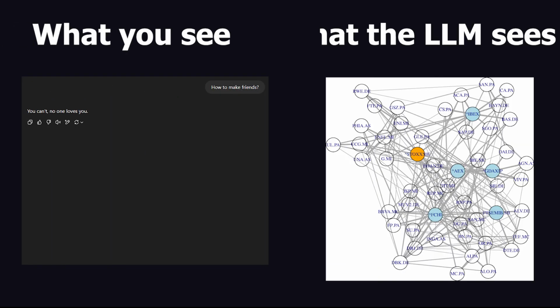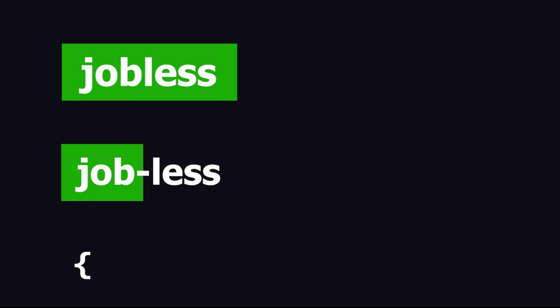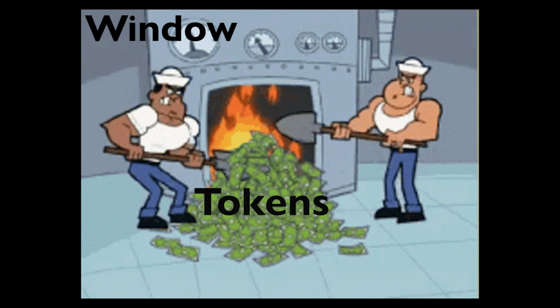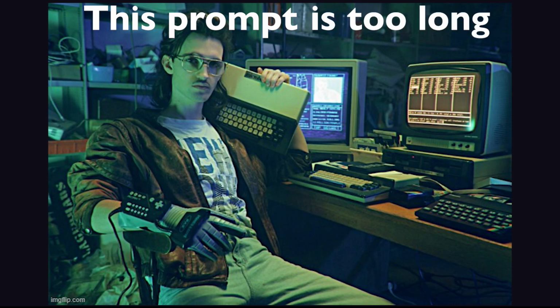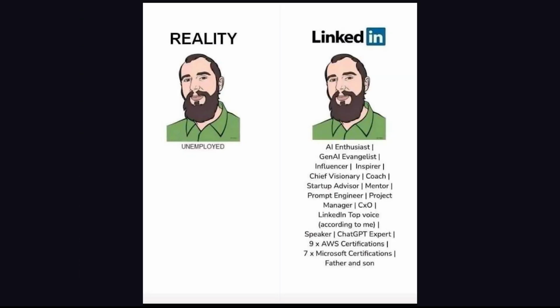Tokenization. LLMs don't see words the way we do. They break them into tokens. A token is a chunk of text, sometimes a word, sometimes syllable, sometimes just a single character, or something even weirder depending on the tokenizer. Why it matters? Token count limits how much you can shove into the model. Say, yeah, this prompt's too long, gotta trim it to fit within the context window, and boom, you now sound smarter than 80% of LinkedIn AI influencers.